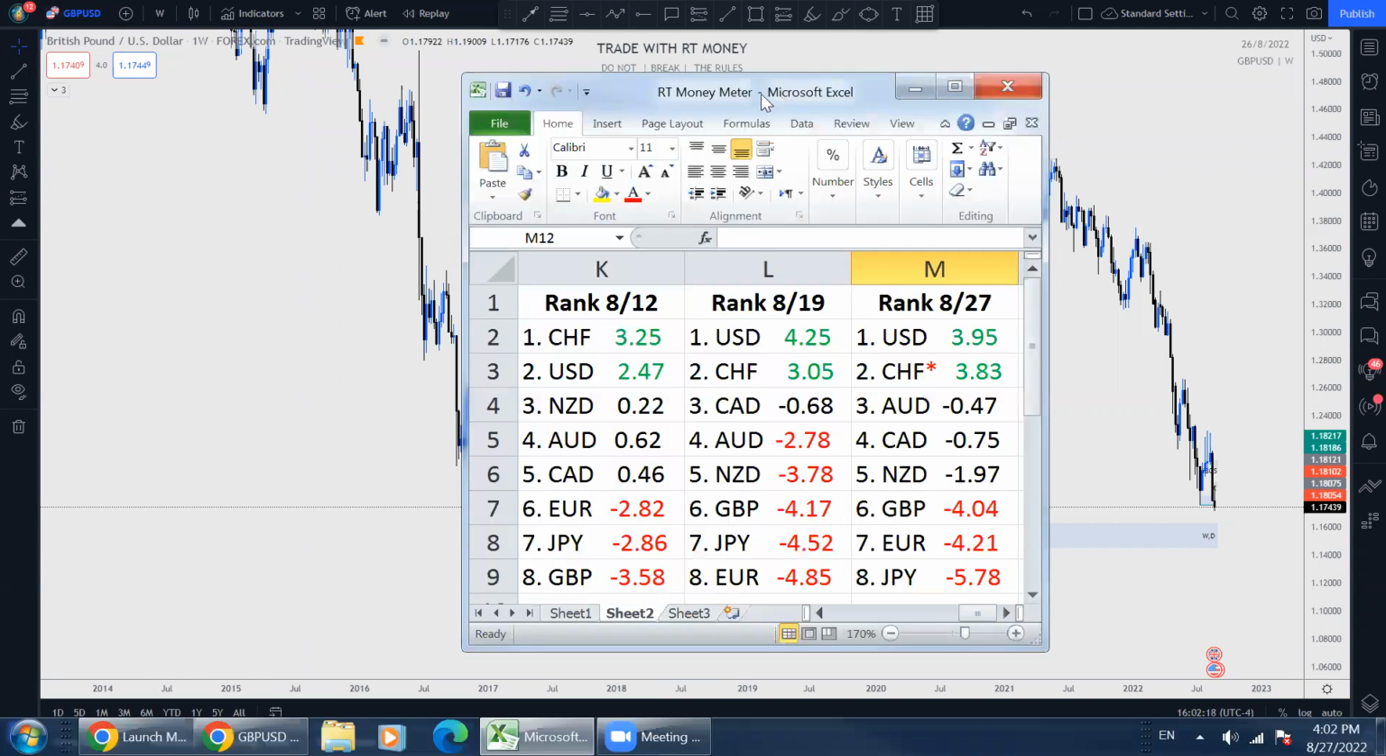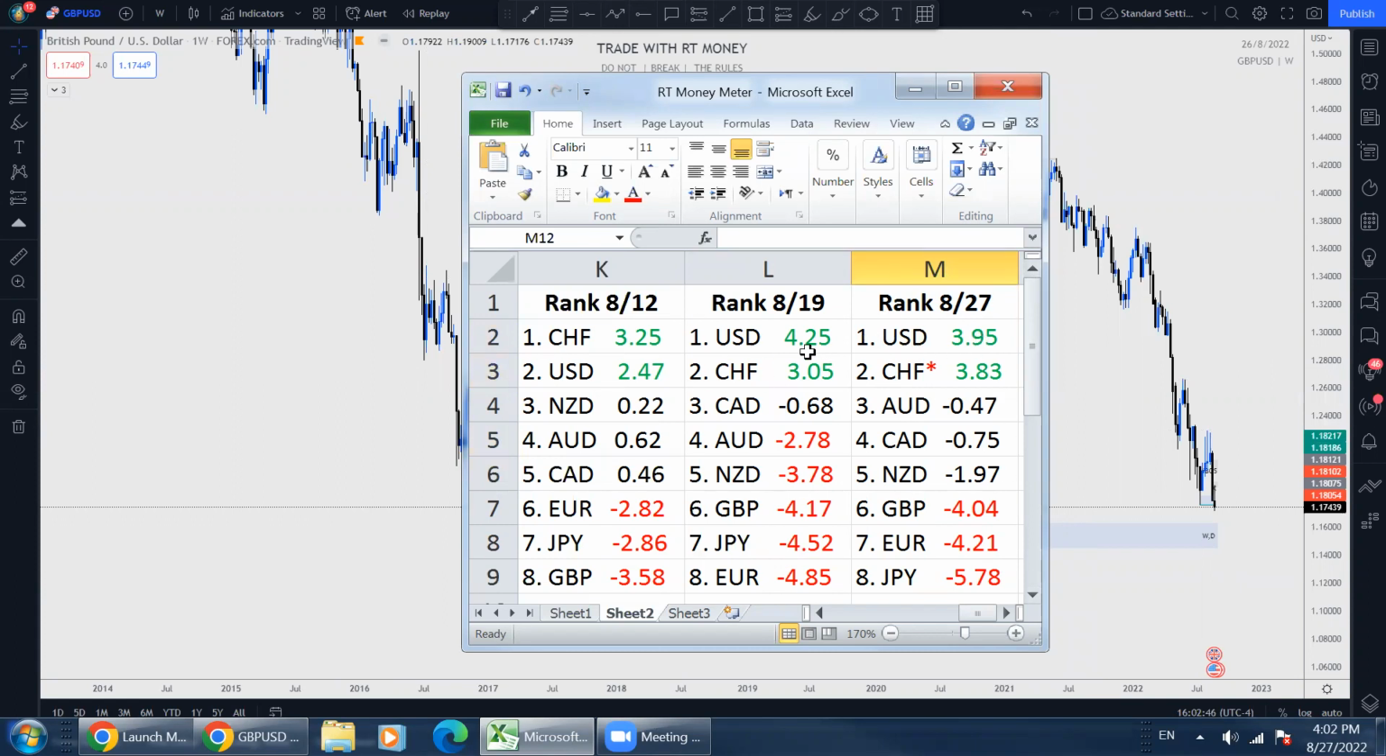Let's first take a look at the RT money meter. The RT money meter tracks the rate of change of each individual currency future from a swing perspective. We look at this through a 15-week period. That's what the rate of change is based on. I update this every week to track the progress of each individual currency, but it's a 15-week window that we judge it by, and then I rank them.